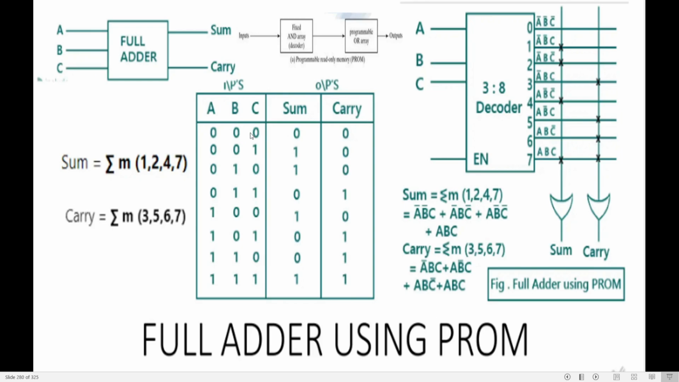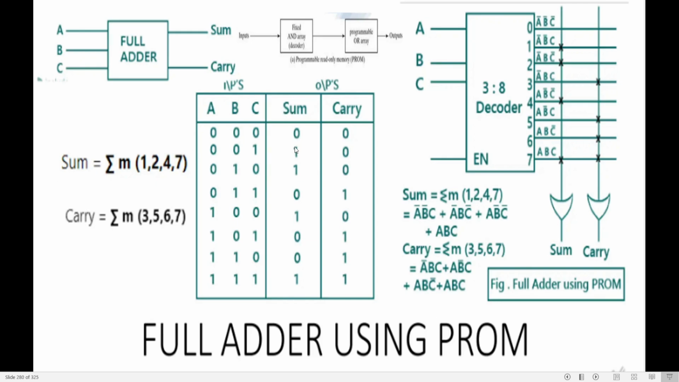So add: 0 plus 0 plus 0 is 0, carry 0. 0 plus 0 plus 1, sum is 1, carry is 0. 0 plus 1 plus 0, sum is 1, carry 0. 0 plus 1 plus 1, 1 plus 1 is 10, sum 0, carry 1. So fill the truth table. After filling the truth table, write the minimal expression for sum.